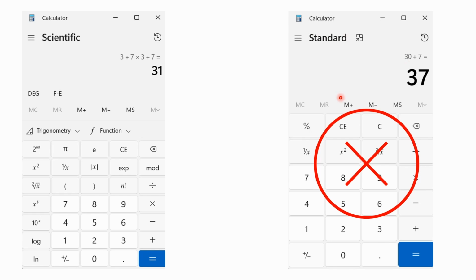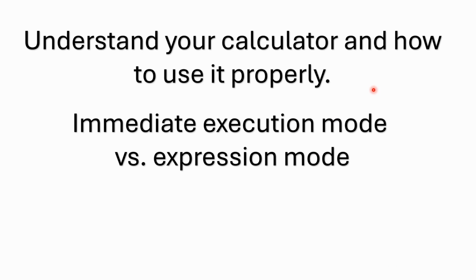It means you need to understand how to enter this type of an expression into this type of a calculator. And if you're using one of those cheapo calculators, or this Windows calculator in standard mode, you manually have to multiply 7 times 3 before you add 3 and before you add 7. That's all that means. That doesn't mean that your calculator gave you the correct answer of 37. You need to understand your calculator and how to use it properly.